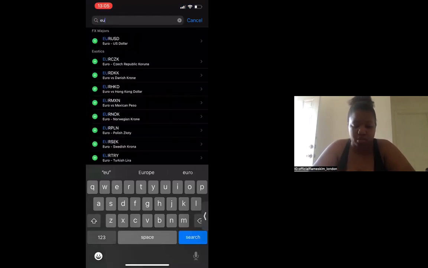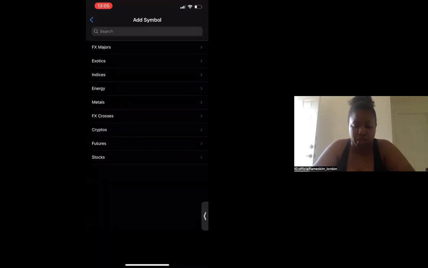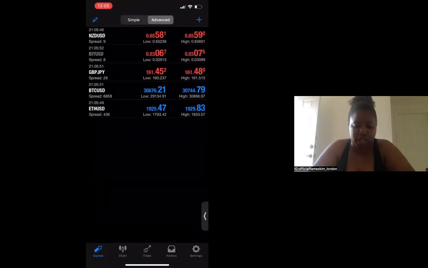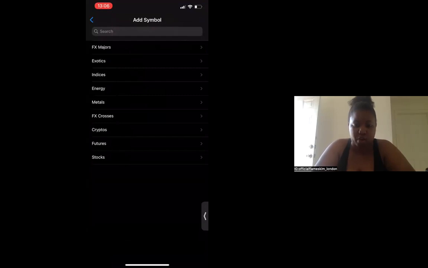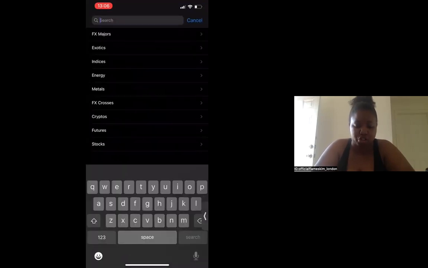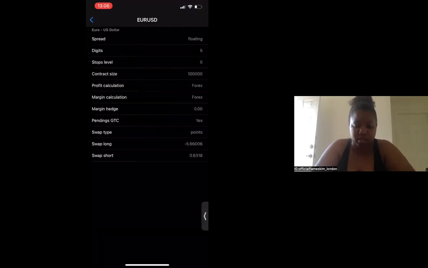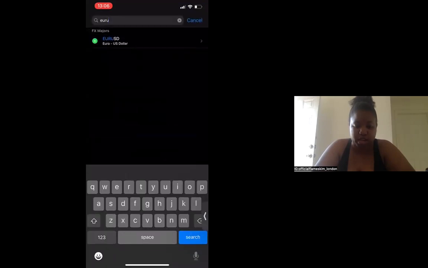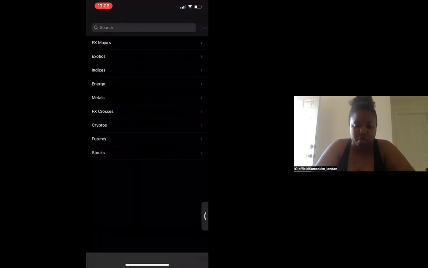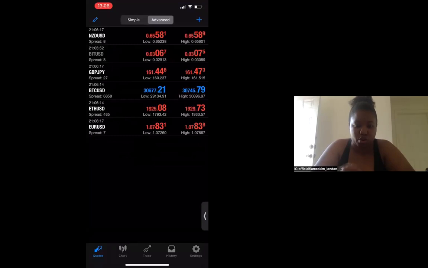Let me do this from scratch. If it's your first time, you're going to click on the plus sign at the top right hand corner, and where it says add symbol, you're going to search Euro USD. You're going to click on the plus green sign, and it's going to take you back to your quote screen, as you can see at the bottom of your screen.